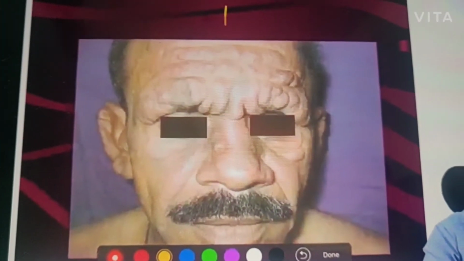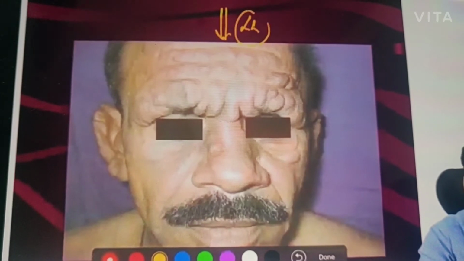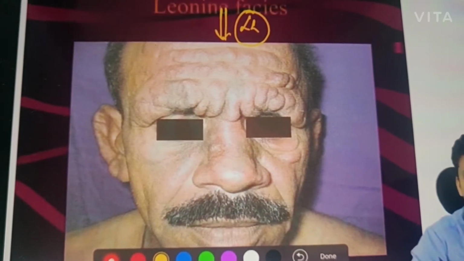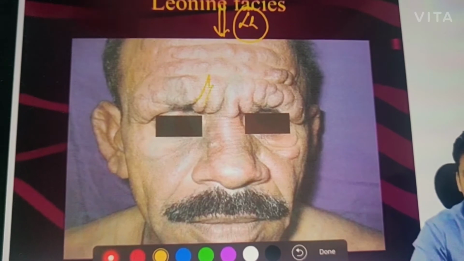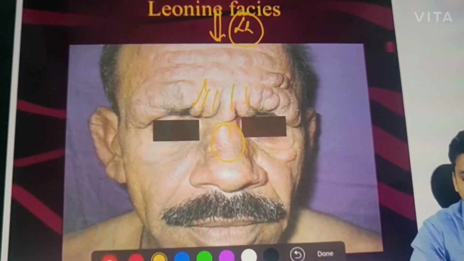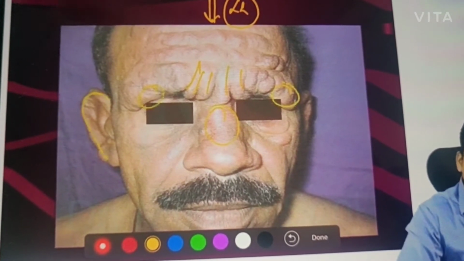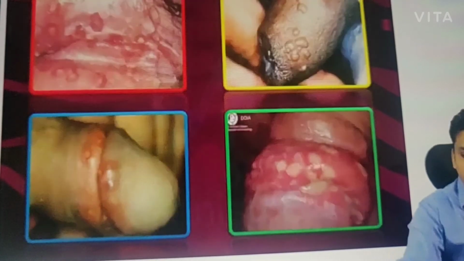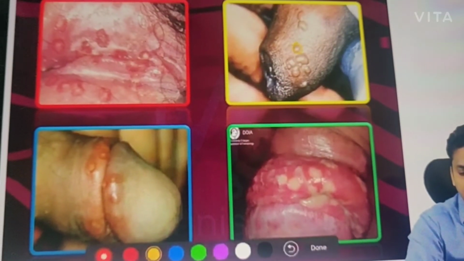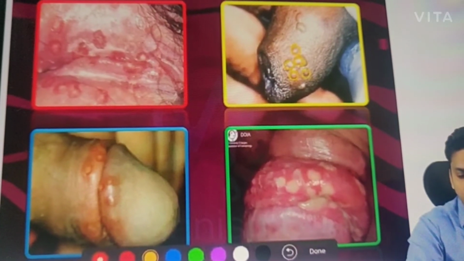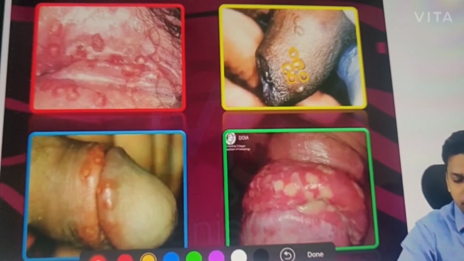This is erythema. This is the characteristic facies which is seen in LL type of leprosy, that is known as leonine facies. Here you can see diffuse skin infiltration, saddle nose, lateral madarosis, ear helix, earlobe infiltration. In herpes genitalis, as I told you, you will find these grouped fluid-filled, painful lesions which may rupture to form these erosions.